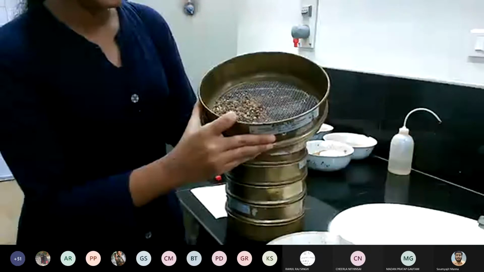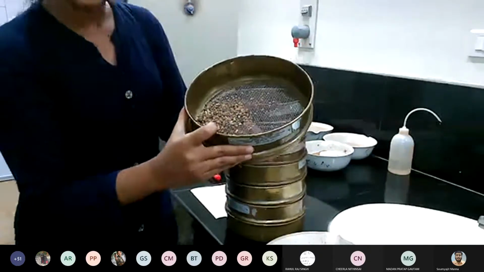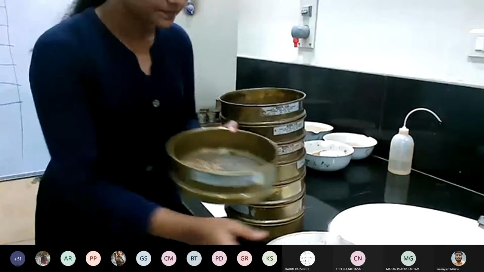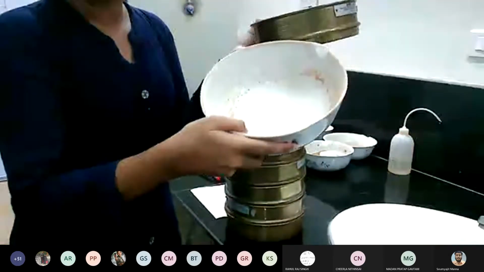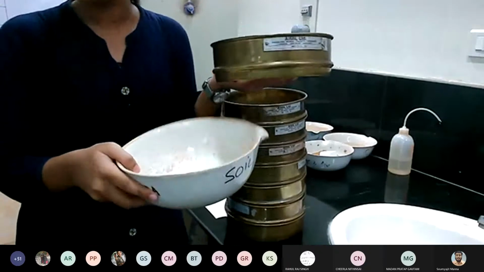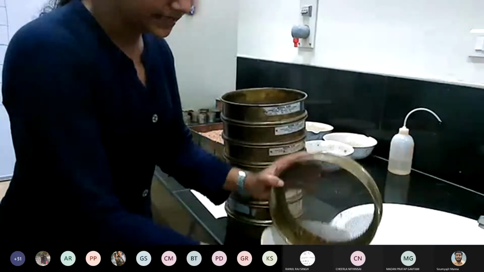On the second sieve, which is 2.36 mm, we have particles retained. So we will take these particles in a bowl. This is our empty one. We will tare this bowl to 0 on the weighing balance, and we'll put this sample in it.